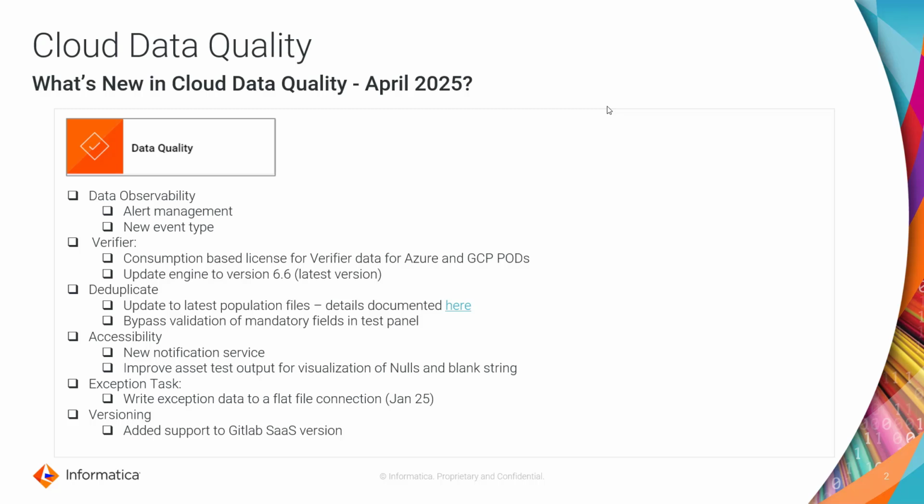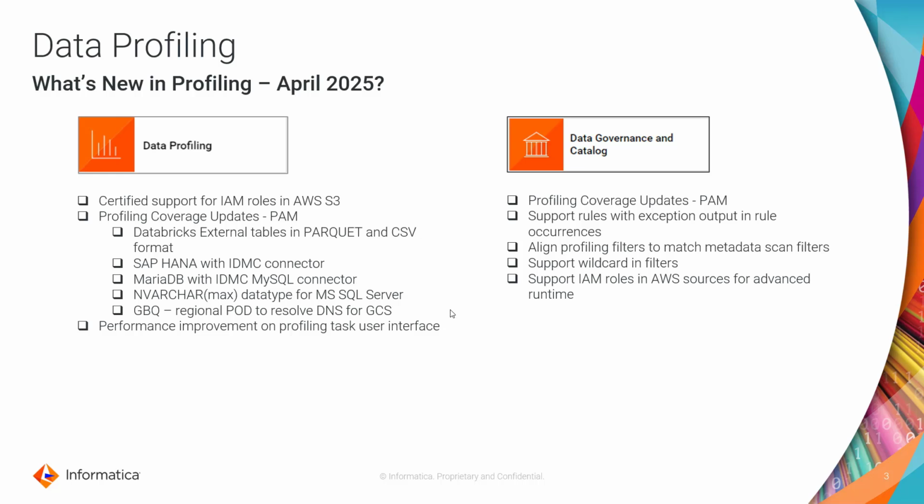We've been working on accessibility, and for exception tasks, in January, we started allowing writing exception data to a flat file connection. And in terms of versioning, we added support for GitLab SaaS version as a new type of versioning backend. As you probably already know, we have profiling in data quality, and we have profiling inside the catalog. So on the left side are the updates on the data profiling in data quality, where we certified the support for IAM roles in AWS S3. Also for the profile coverage updates, we now support Databricks external tables where the file formats are in Parquet and CSV.